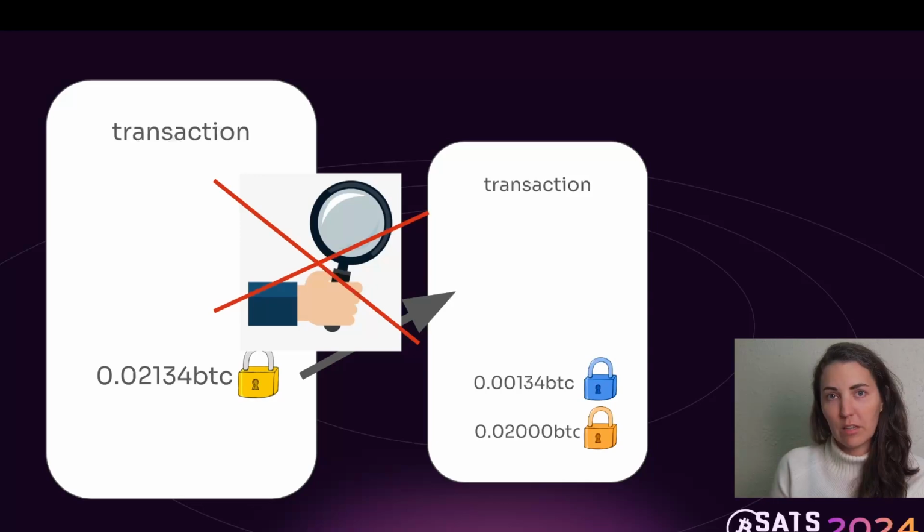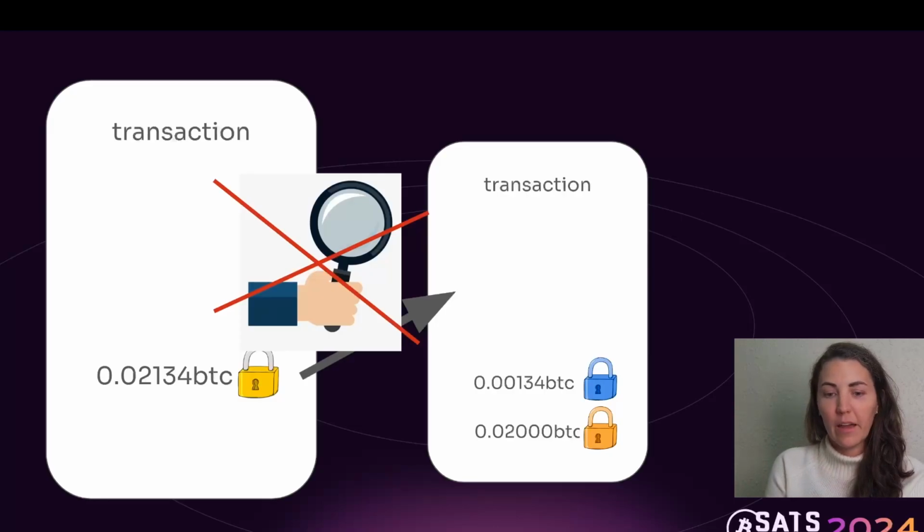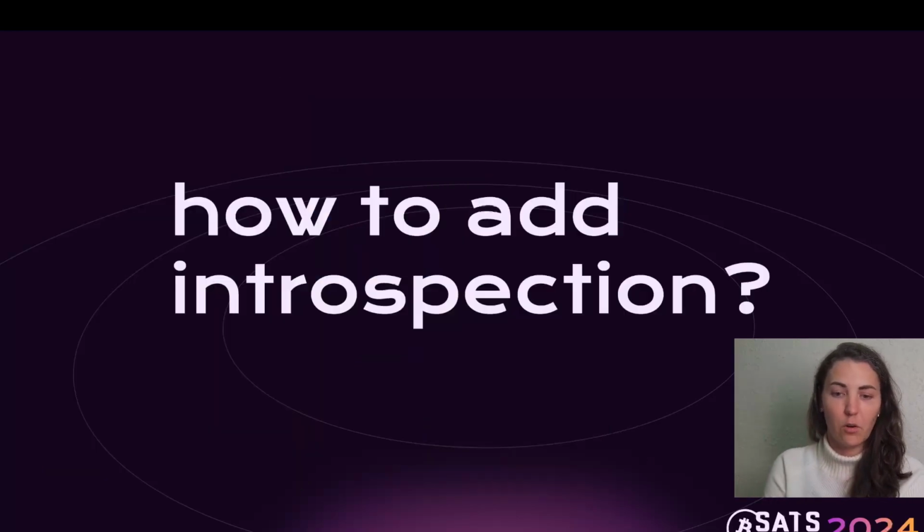And this isn't something that we can really do today in Bitcoin very easily. So again, introspection, that's the ability to see what exists on a transaction that spends Bitcoin. So it's able to kind of look ahead at the transaction you're spending Bitcoin in and see what kind of information is in there. Again, we don't have this in Bitcoin currently, at least not for looking at the first output of a transaction spending some Bitcoin.